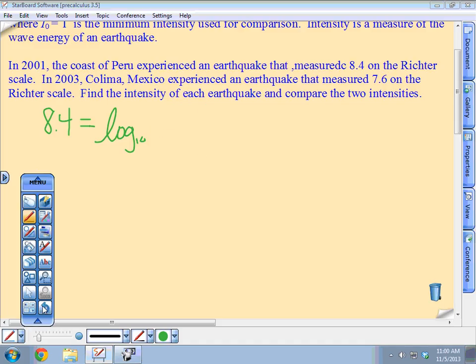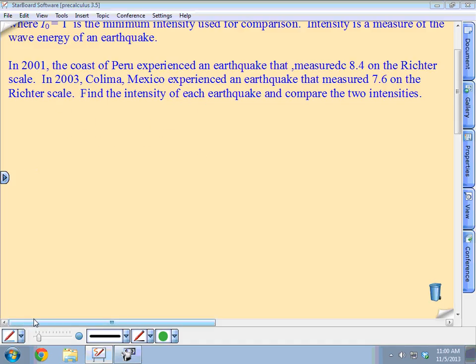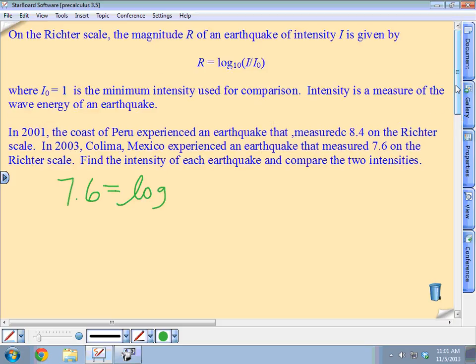Wait, don't we need that for something then? Yeah, you need that other number. Need what other number? Now they want to know the intensity of the one in Colima, Mexico, right? Compare the two. So 7.6 equals log base 10 of I.